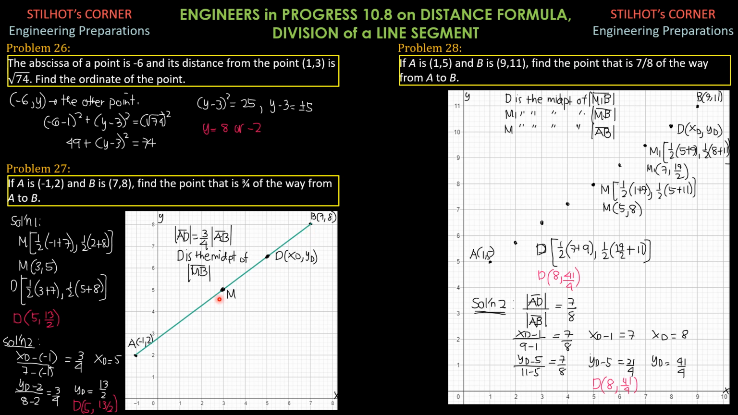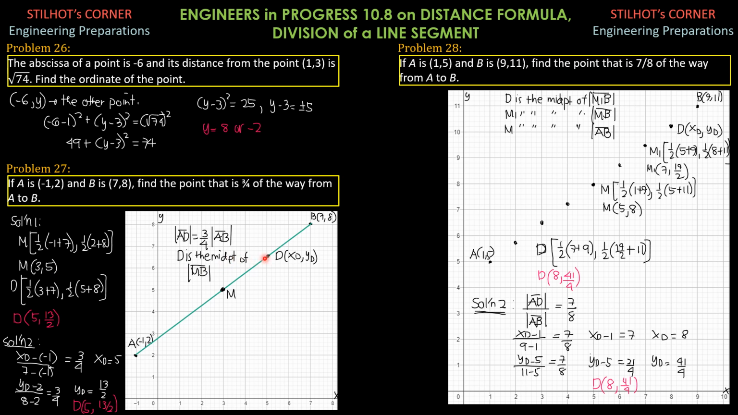Then by midpoint formula, let's have the coordinates of M first, the midpoint between A and B. So this is 1/2 of quantity negative 1 plus 7, comma 1/2 of quantity 2 plus 8. So 1/2 of quantity negative 1 plus 7 is 3, and 1/2 of quantity 2 plus 8, which is 10 over 2, is 5. So M is at (3, 5).